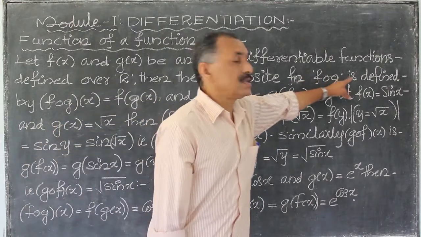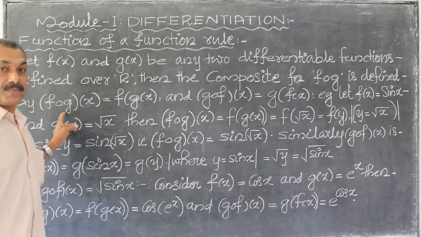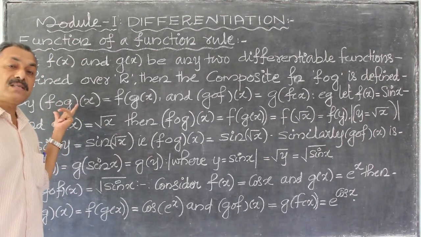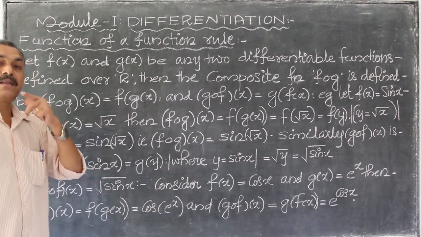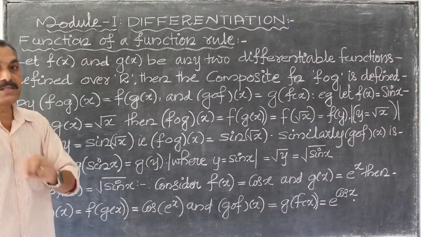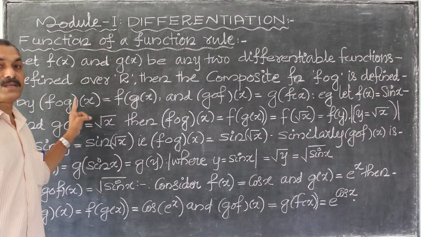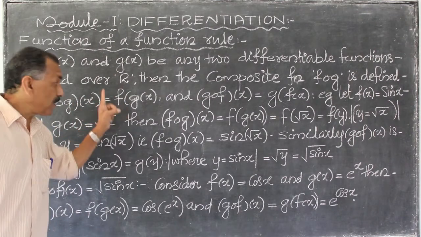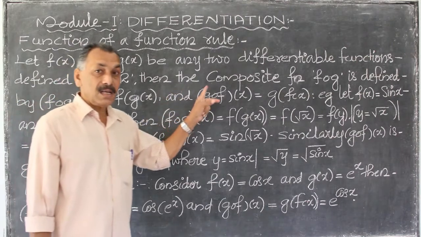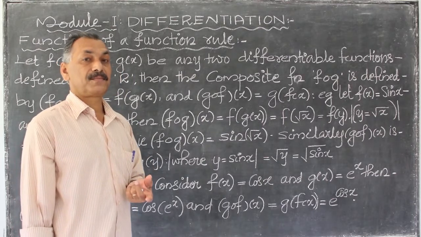What is f dot g? f dot g is defined by f dot g of x is equal to this. If f and g are any two functions, then f dot g is also a function. That function f dot g is defined by f composition g of x, which is equal to f of g of x. And g dot f of x is equal to g of f of x.